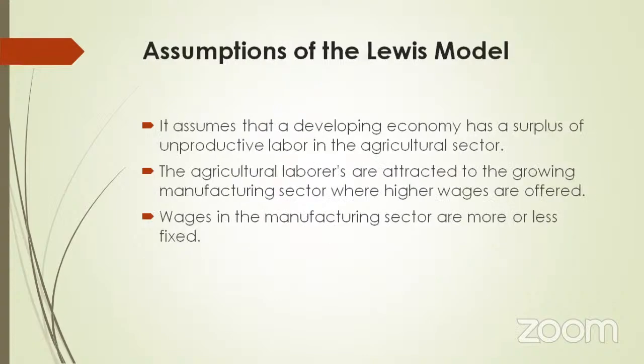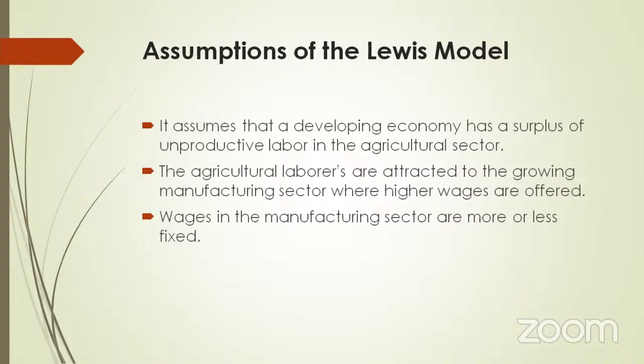And every time a theory came out, there were certain assumptions. So what was the assumption of the Lewis model? It assumed that a developing economy has a surplus of unproductive labor in the agriculture sector. Agricultural labor is attracted to the growing manufacturing sector where higher wages are offered. Wages in the manufacturing sector are more or less fixed.